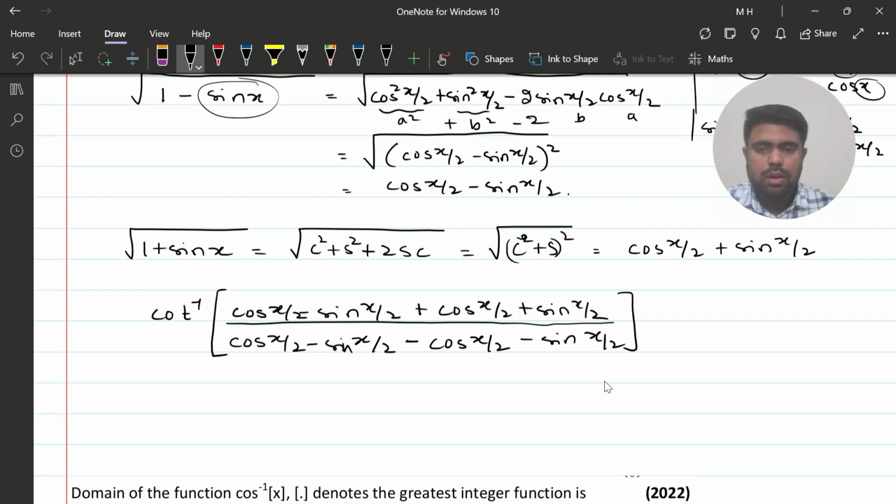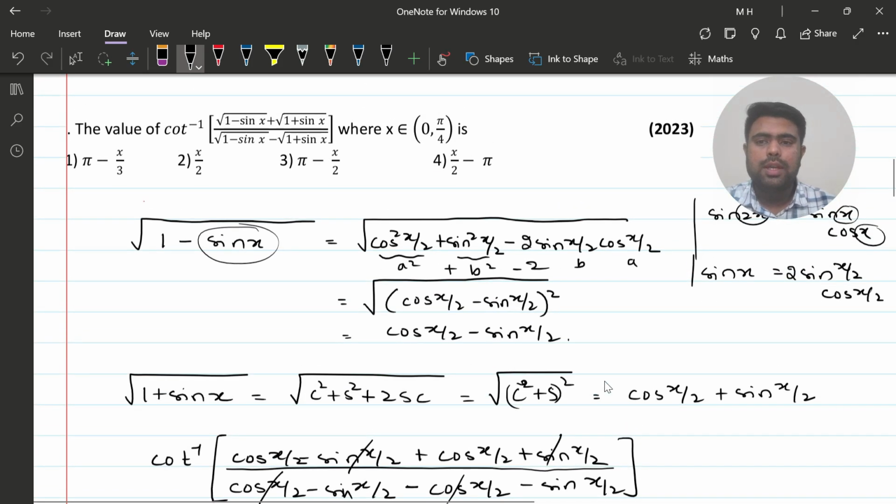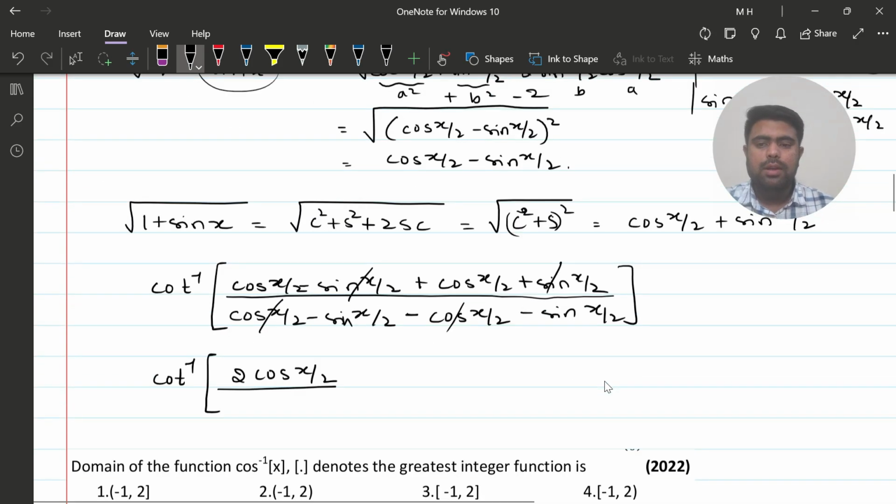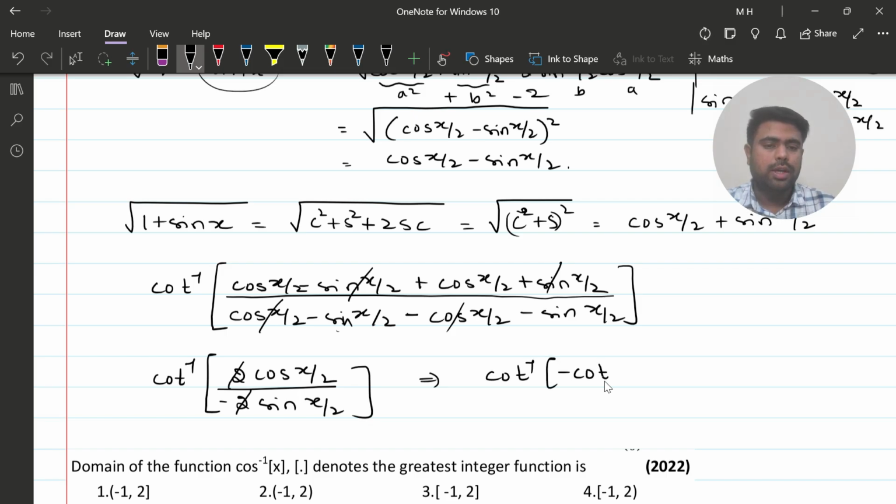You can see sin x by 2 and sin x by 2 will get cancelled out, and cos x by 2 and cos x by 2 will get cancelled out. I'll get cot inverse of what? Cos x by 2 plus cos x by 2 is 2 cos x by 2, divided by, if you see, it is going to be sin x by 2 minus sin x by 2 is minus 2 sin x by 2, right? Minus 2 sin x by 2. So this 2 and 2 will get cancelled out. I am going to get cot inverse of minus cot x by 2, right? Minus cos by sin is minus cot.